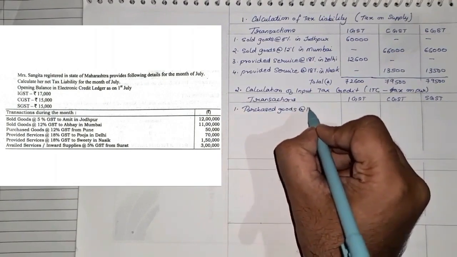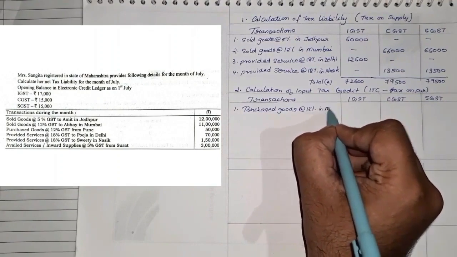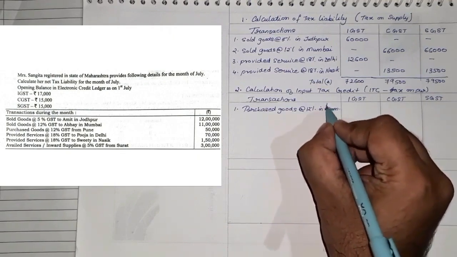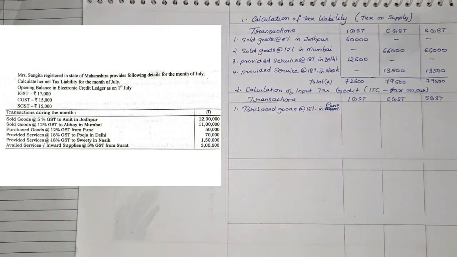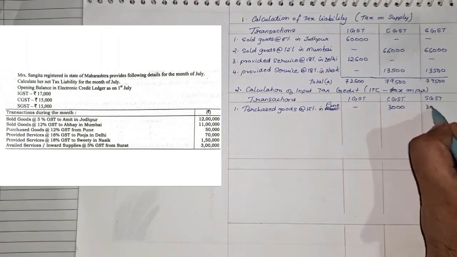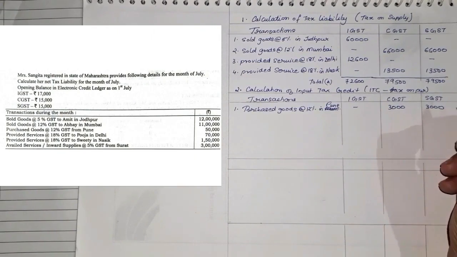Number 1, we have purchase goods at the rate of 12% in Mumbai. Mumbai, Maharashtra, same state. So whatever will be the tax, it will be split in two parts. Sorry. It is purchase goods of 12% from Pune. It's not Mumbai, it's Pune. So Pune's value here was 50,000. So 50,000 into 12%, but we'll take 6% as we have to split in two parts. So it will be 3,000 each. 3,000 will go in CGST and the remaining 3,000 will go in SGST.